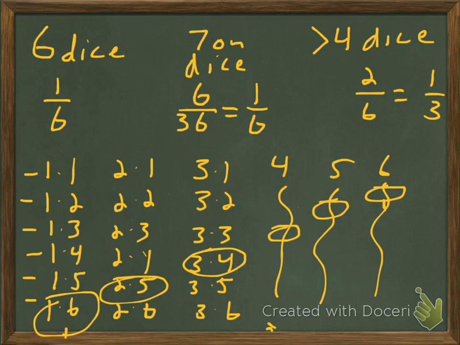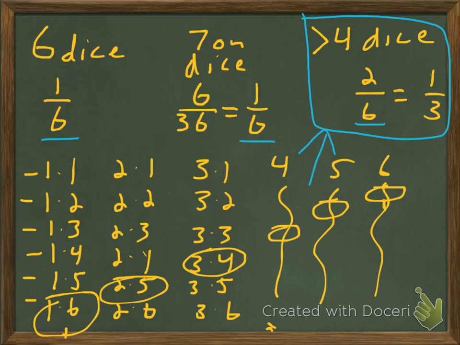Based off these fractions that we've made, which one of these has the greatest chance of success? The last one, greater than 4, because if we look at our probabilities, we have 1 over 6, 1 over 6, and 2 over 6. 2 over 6 is greater, so this would be our best chance of winning.